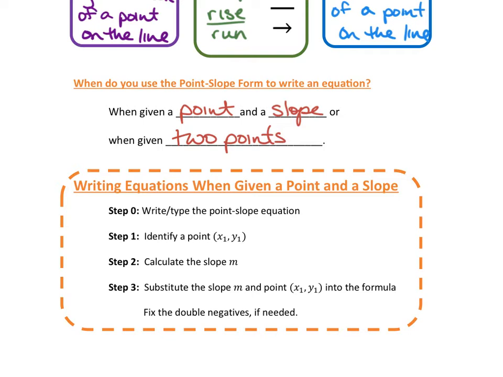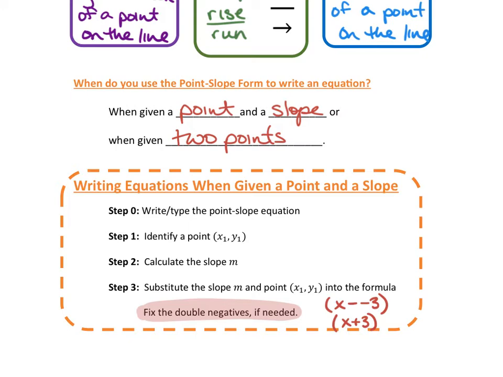I didn't make you fix the double negatives on your slope formula, but for the point-slope form, you are going to need to fix the double negatives. So what I mean by that is if you fill in this equation and you have, let's say, x minus negative 3, I want you to fix it. Minus a negative is really just plus. So we're going to simplify that down to one symbol and change any double negatives, minus a negative, to a positive. Subtracting negative numbers is just like adding.